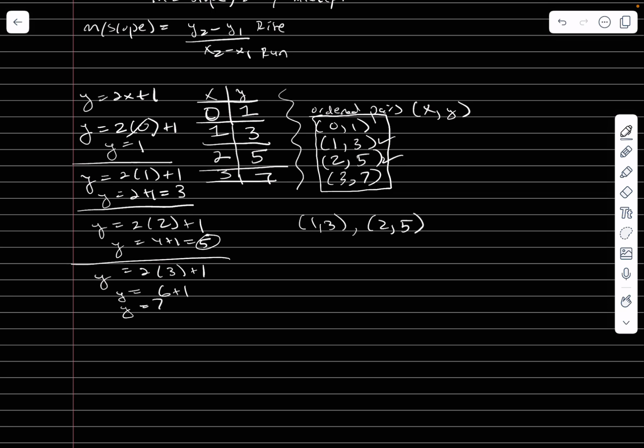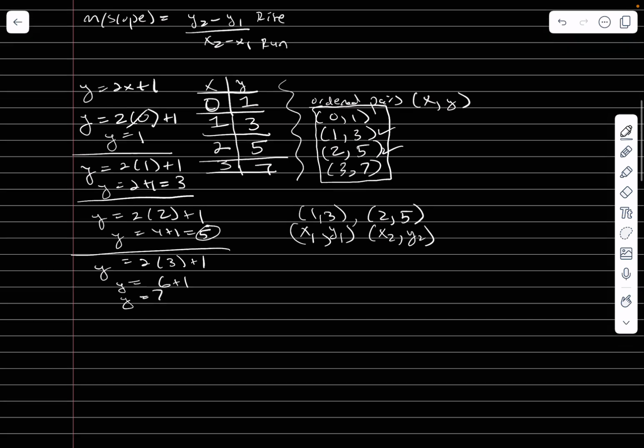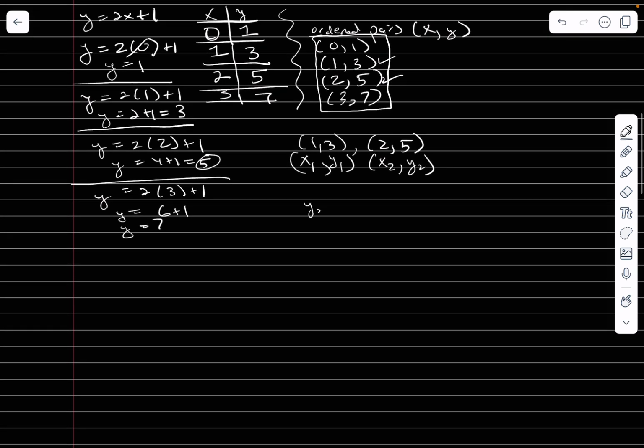Now you're going to label them as x2, x1, y2, y1. Whichever you deem as x1 and x2 is up to you. Typically, I like the bigger numbers to be x2 and y2, so we don't have to deal with negative numbers that much. So 1 will just be x1, 3 will just be y1, first ordered pair, and then 2 will be the x2, 5 will be the y2. So these are our 2 ordered pairs, and now we're going to plug it into the formula.